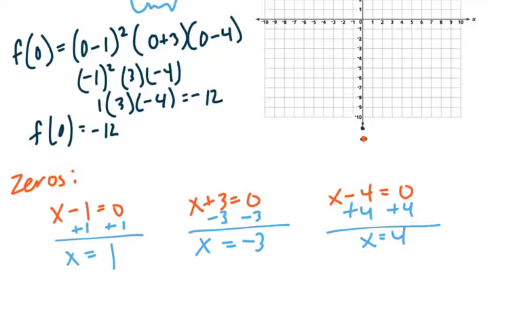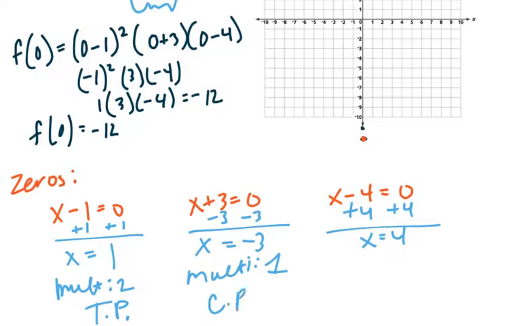The multiplicity on the first one is 2, so this is a touch point. The multiplicity on this one is 1, so that's a cross point. The multiplicity on this one, where x equals 4, is 1, and so this is a cross point.